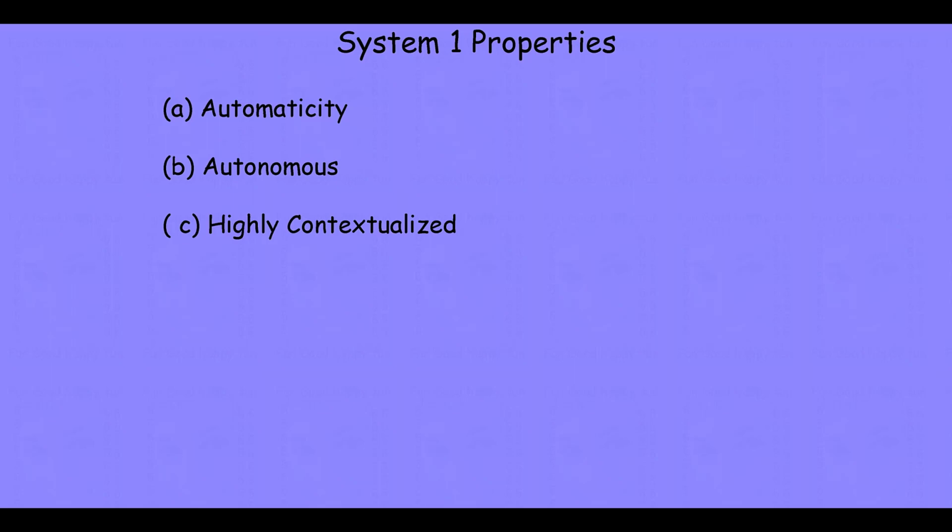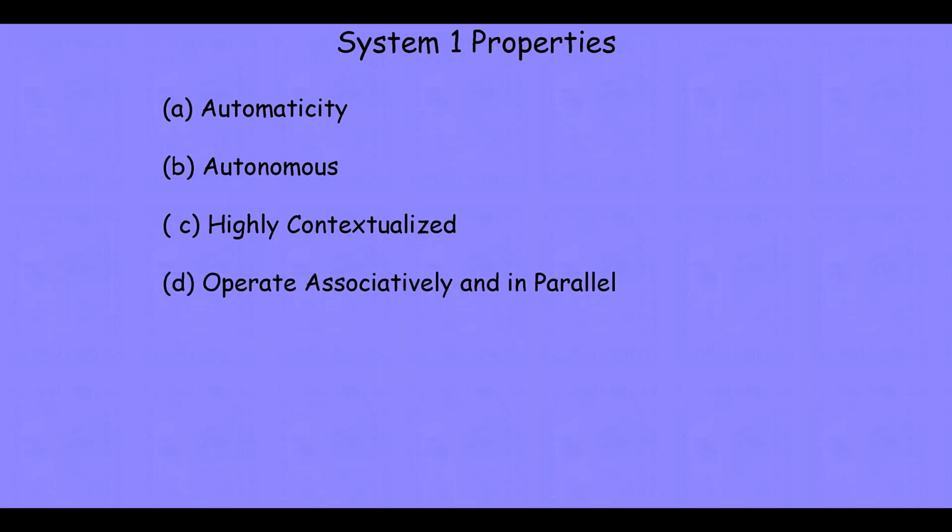Third feature of System 1 processes is that they are highly contextualized. The information that they rely upon, that they draw upon most heavily to execute those inferences or make those decisions, is information about the content of the problem at hand and the context, the way in which the problem is presented in the situation at hand.